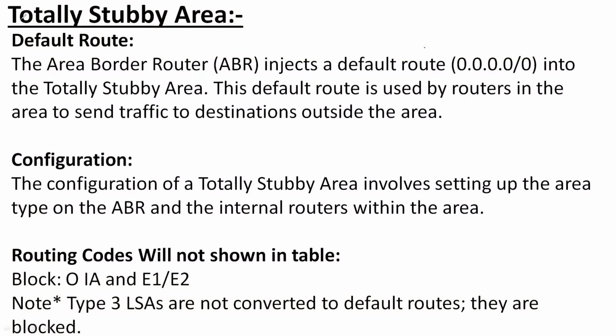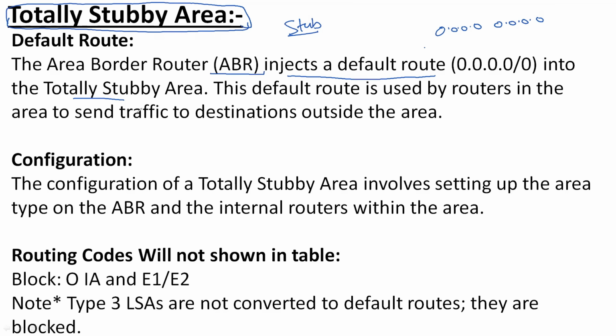Hello everyone. So we are going to discuss the totally stub area now. In our previous class, we discussed the stub area, in which the external routes were blocked by the stub area routers. But now we are going to discuss the totally stub area, in which the area border router injects the default route, that is 0.0.0.0/0. It is also known as the 0.0.0.0 network, and the subnet mask is 0.0.0.0, into the totally stub area.